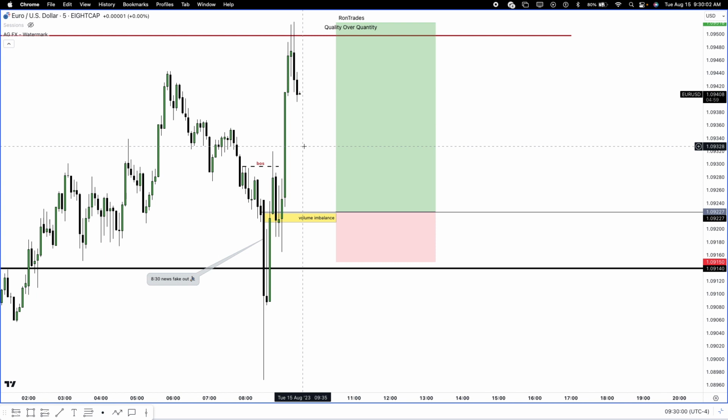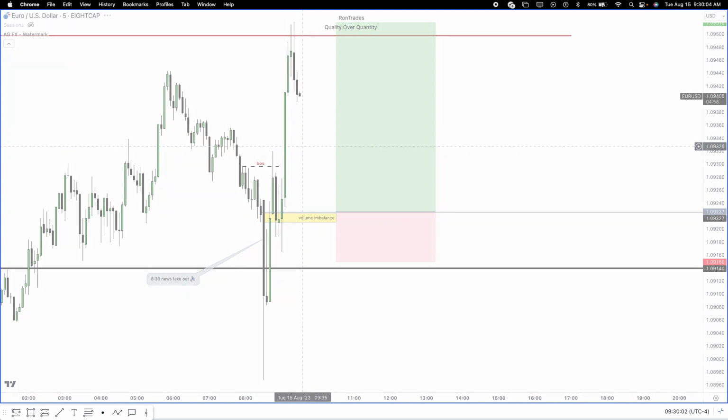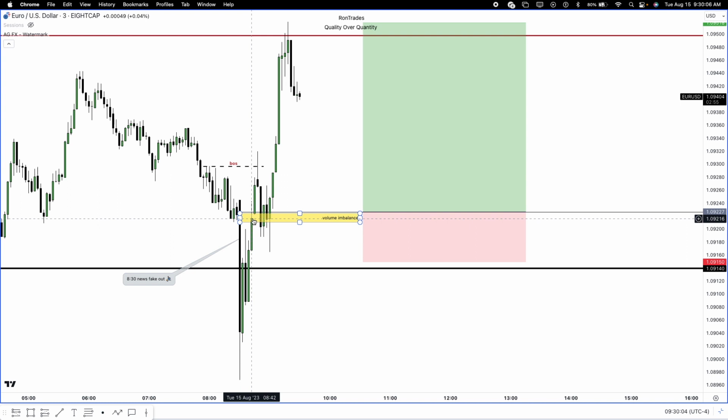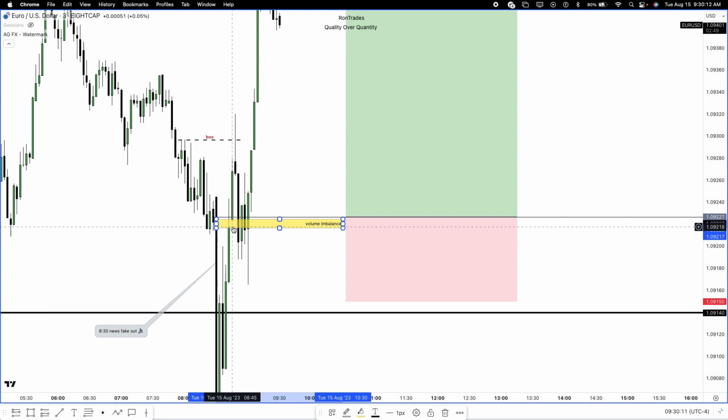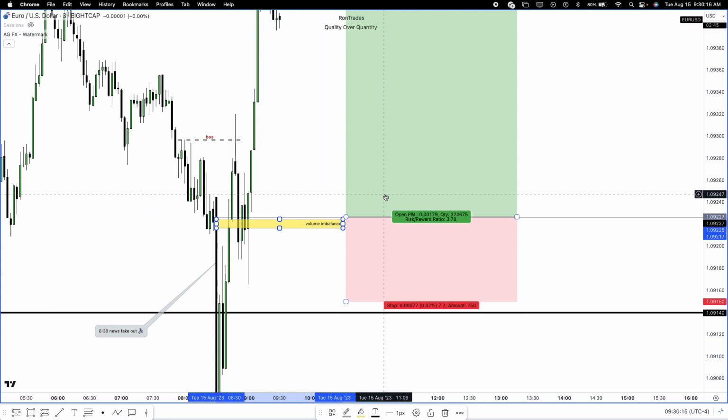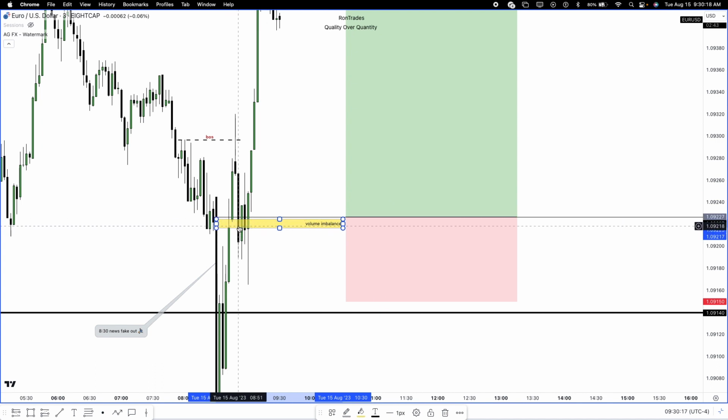I went to my 3 minute time frame. Yes, I went to my 3 minute time frame. As you guys can see right here, we have a very, very small volume imbalance. As price came down inside of this volume imbalance, this is my entry. I entered the moment price started coming inside this volume imbalance.